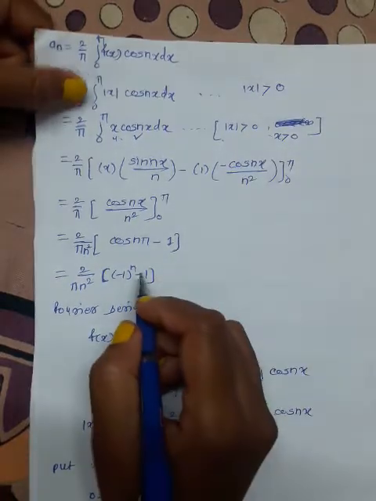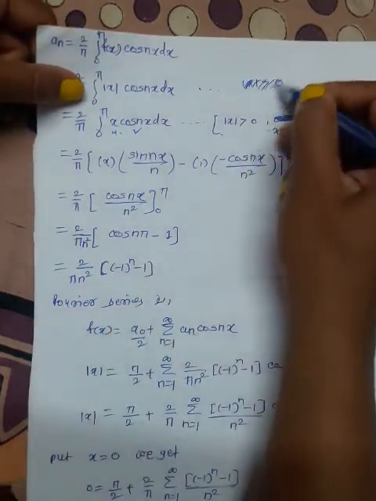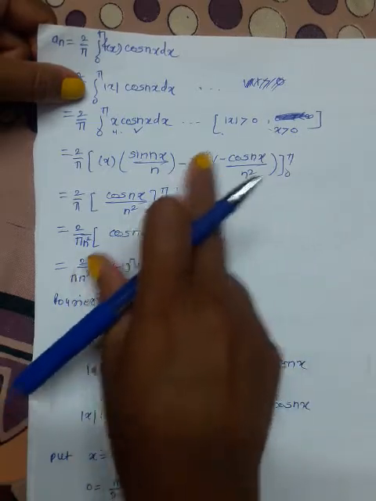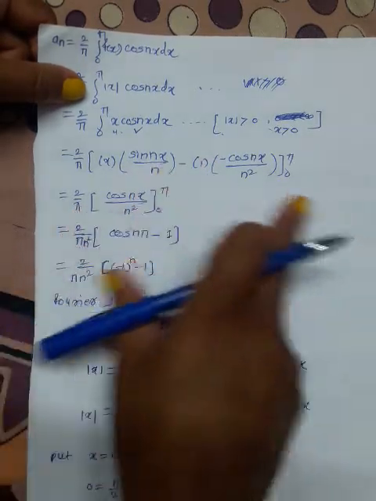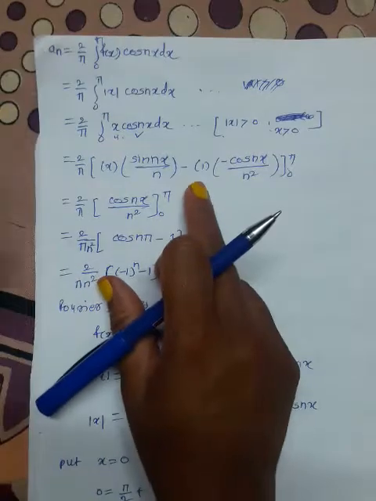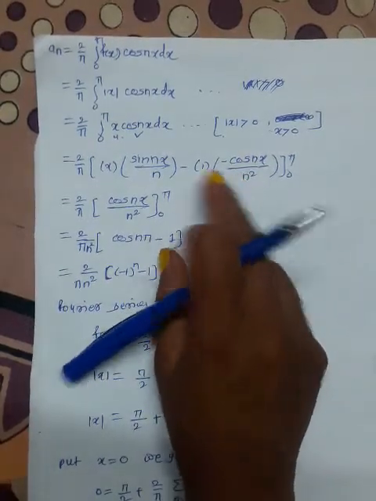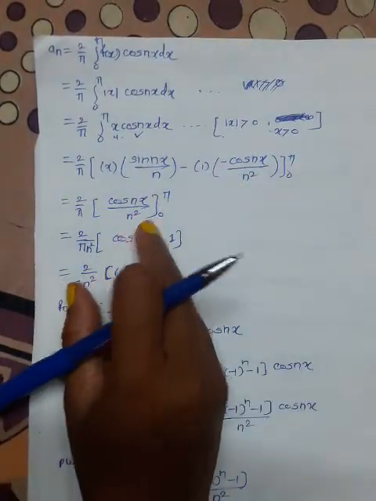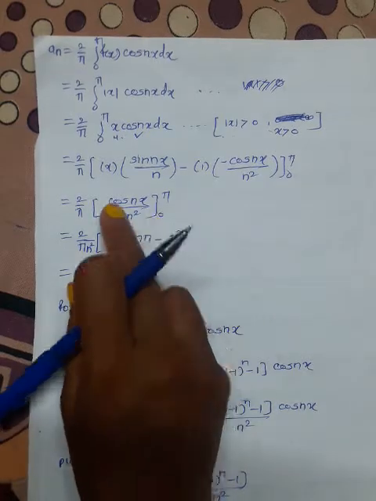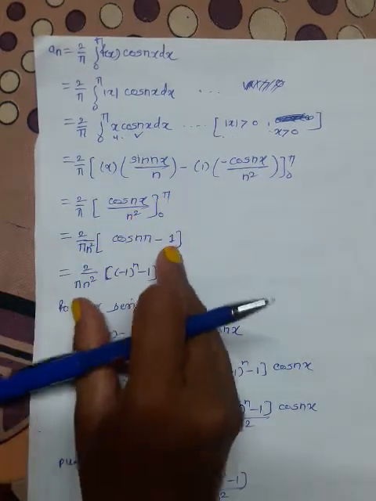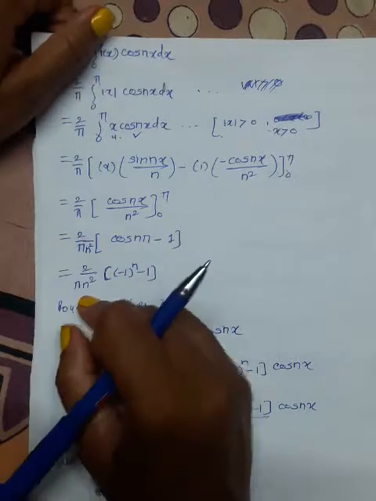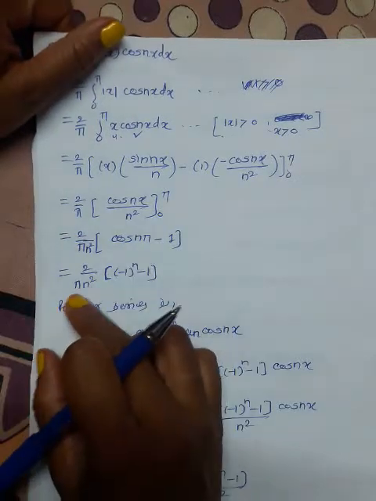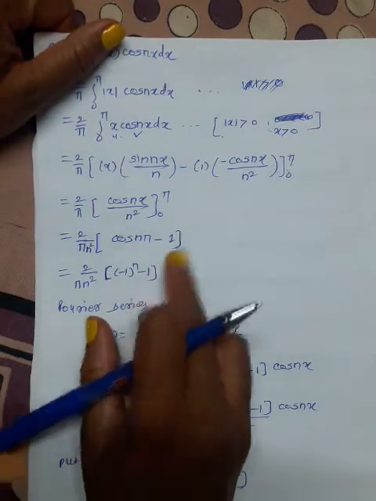Now minus minus becomes plus. For the sine terms, for both limits the sine terms are 0, so you only have to consider cos. Minus minus becomes plus cos, from 0 to pi. Put the upper limit: cos of n pi minus cos of 0, which is 1. Take this n square outside. The answer is 2 upon pi n square times minus 1 raised to n minus 1.